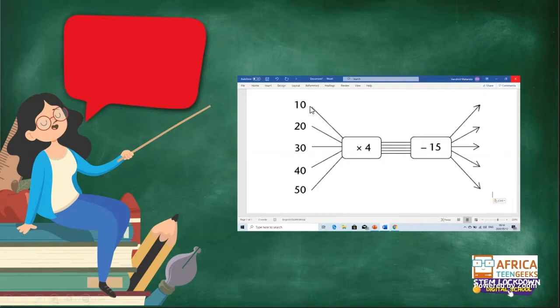We've done 10 and 20. Can we go to 30? All right, you multiply 30 by 4 once again, which will give you 120, and 120 minus 15, so it's 105. The last one is 50.